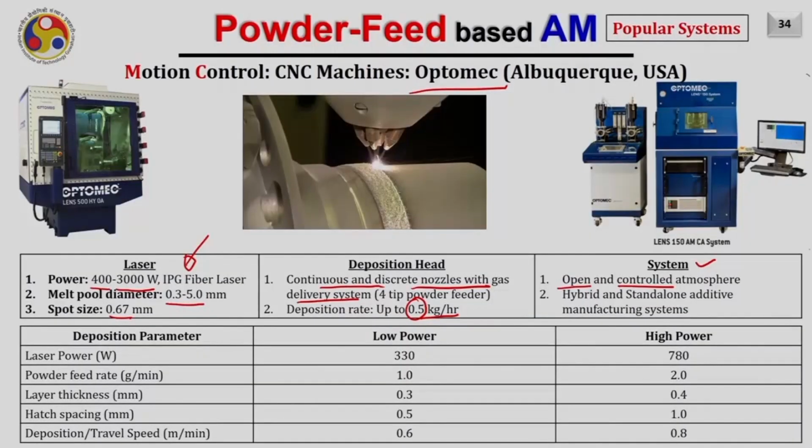Also, they used to provide hybrid and standalone additive manufacturing systems. The hybrid system has a provision of milling the component immediately after deposition. This summarizes the parameters available for their machines.